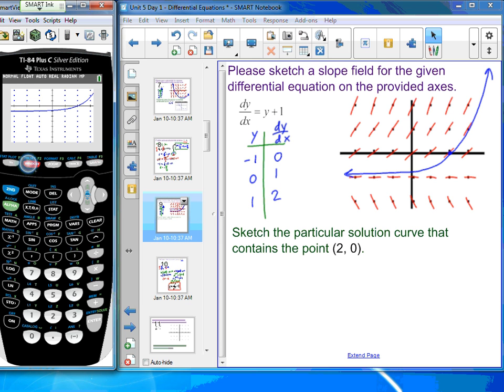I want to change the window just so I can get a better screenshot. What do we want? Maybe negative 3.25. I'm going to try again.